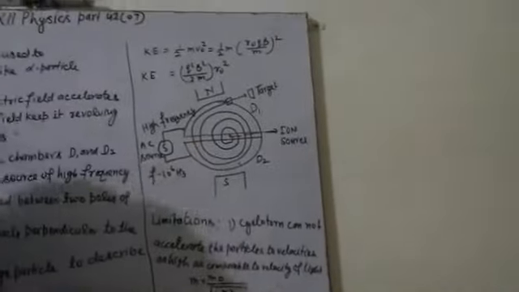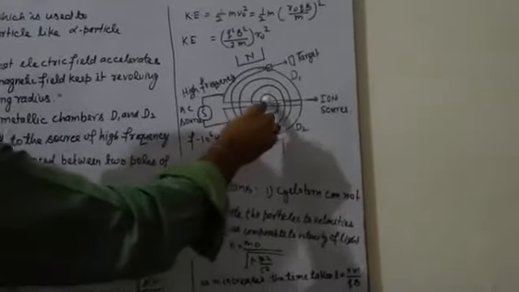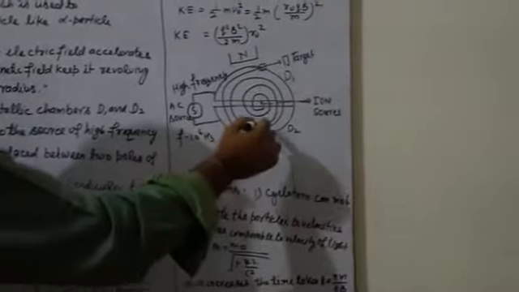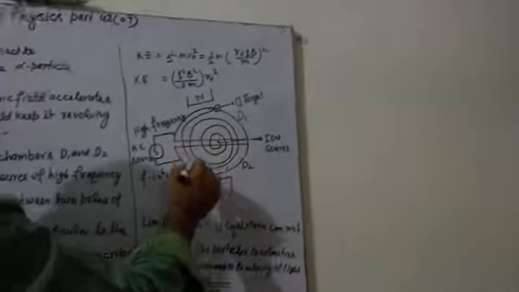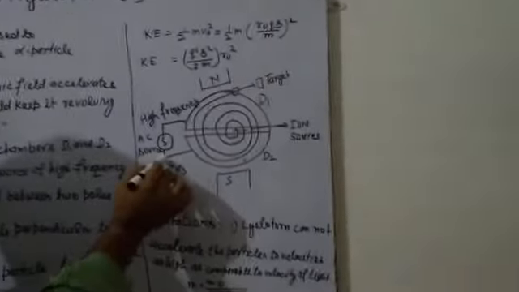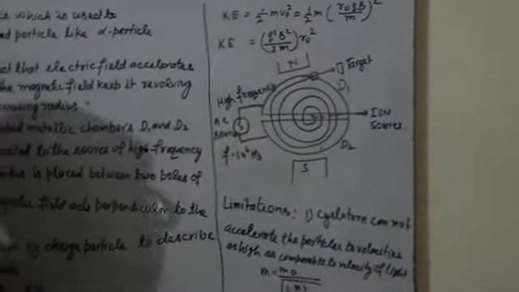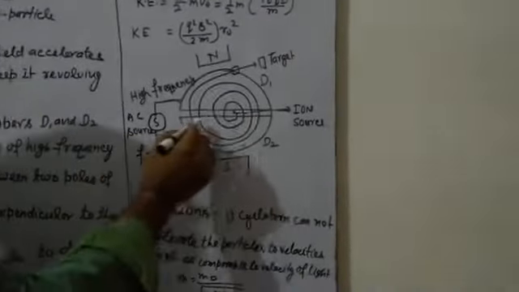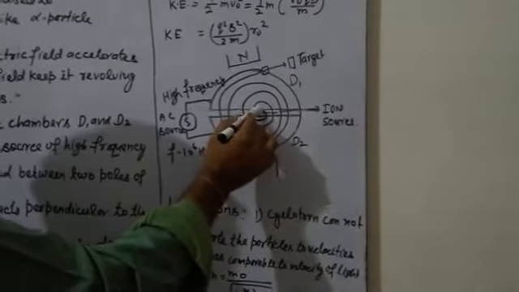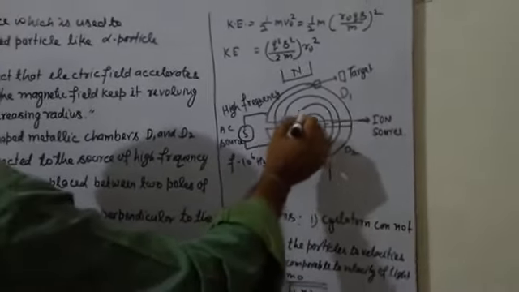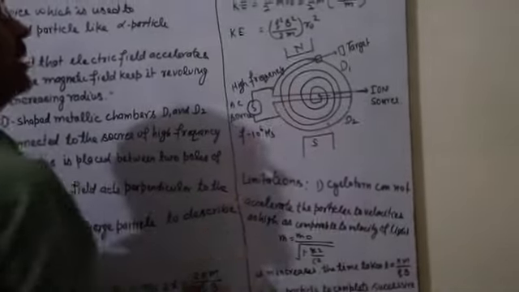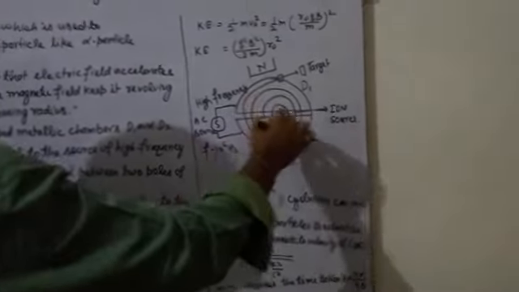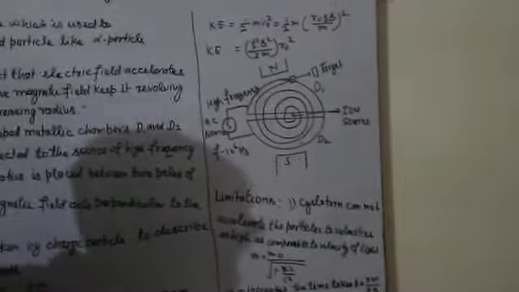When D2 is negative with respect to D1, the positive ion from the source moves into the disk D2 and moves on a semicircular path. As the frequency changes, D2 becomes positive and D1 negative. The ion reaches and enters the gap, and at the same instant moves into D1 with a larger radius and larger speed.